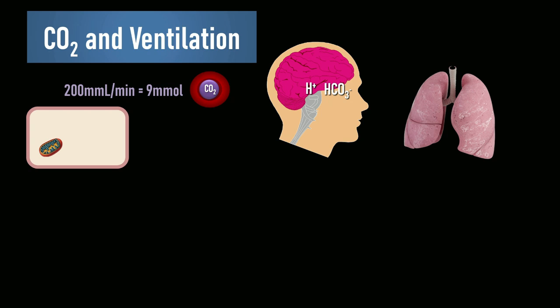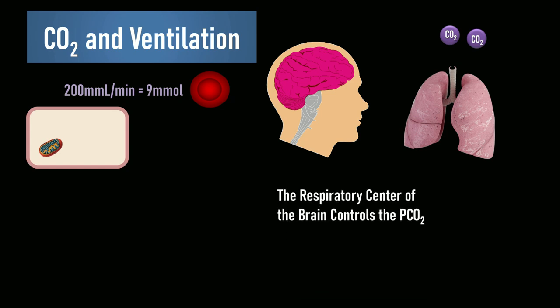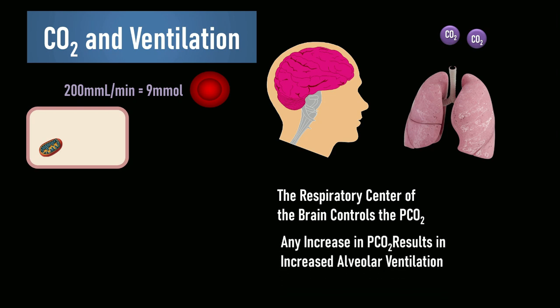One of the major homeostatic processes in the body is to keep the PCO2 in arterial blood at 5.3 kilopascals or 40 millimeters of mercury and the pH at 7.4. So the respiratory center of the brain controls the PCO2, and any increase in PCO2 results in increased alveolar ventilation.